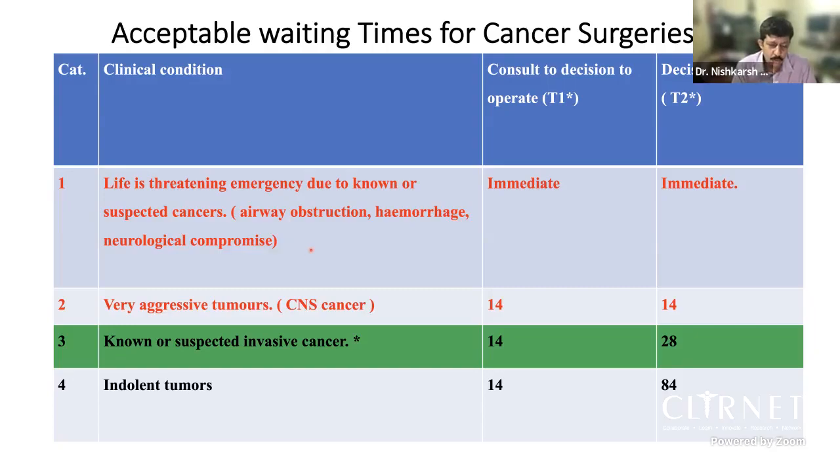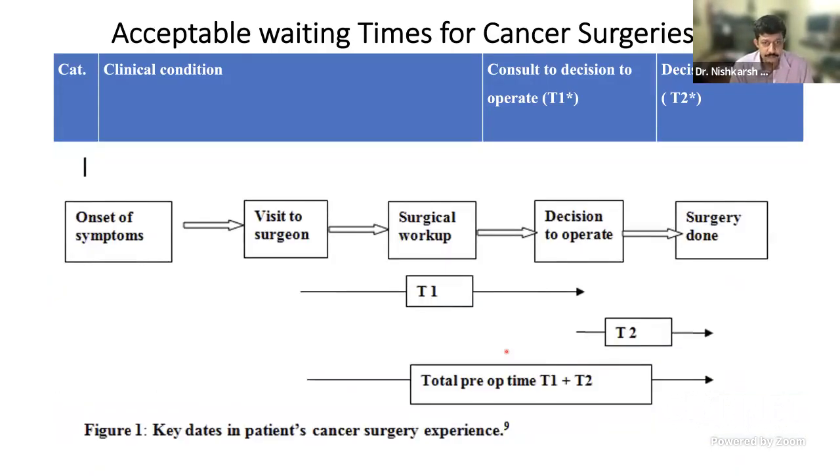However, for most common malignancies which we face in day-to-day life, we have about 14 to 28 days before which they can be taken for surgery. So that is a good window of opportunity for us to work on and improve patients' outcome. From onset of symptoms to visit to surgeon to surgical workup, then we have a decision to operate and surgery is done. So from surgical workup to surgery, we have a total preoperative time of T1 plus T2. This is usually 14 days minimum in a busy center. And that is the time I am talking about.